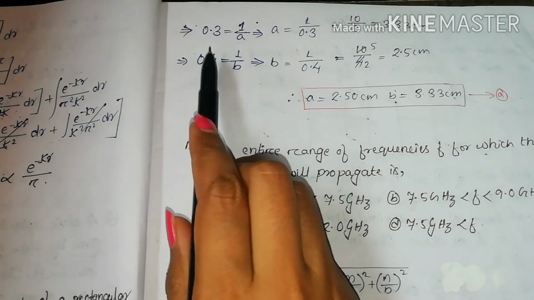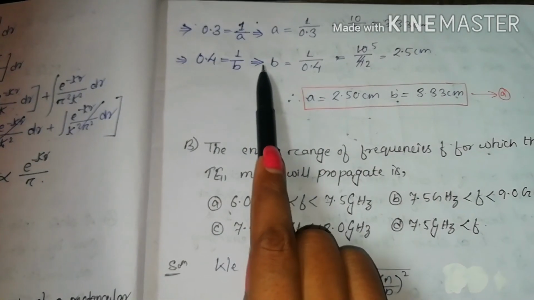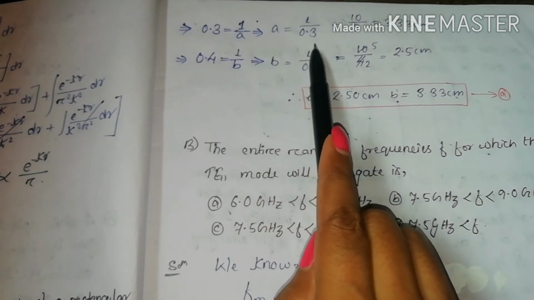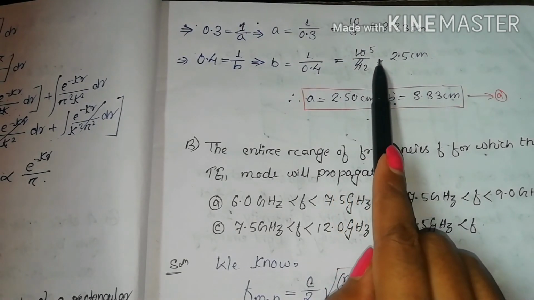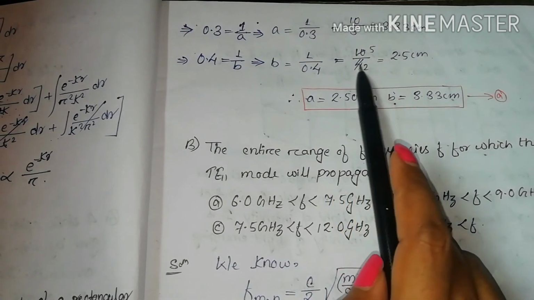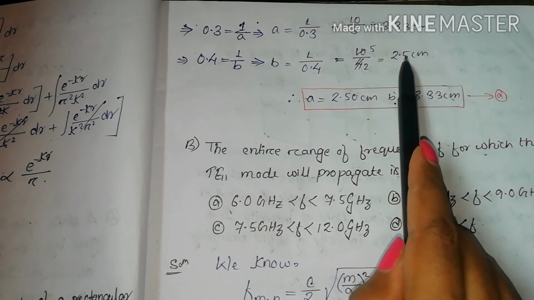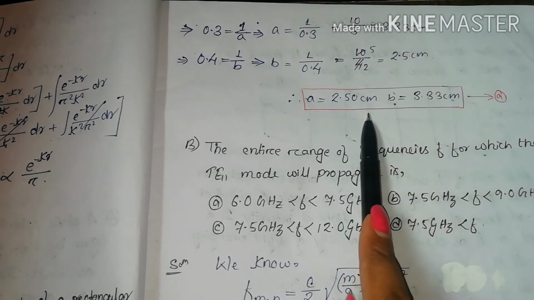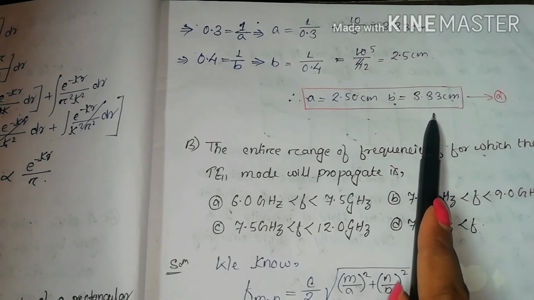So what will we have? 0.3 = 1 by a, right? And 0.4 = 1 by b. So a = 1 by 0.3, b = 1 by 0.4. And finally we will have a = 10 by 3 and b = 10 by 4, which gives a = 3.33 and b = 2.5. So this is the dimension of the waveguide: a = 2.5 centimeter and b = 3.33 centimeter.